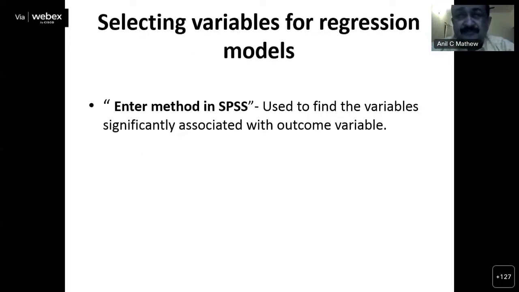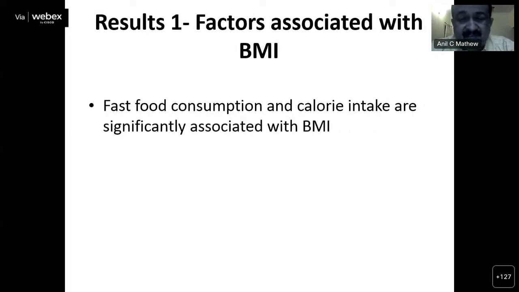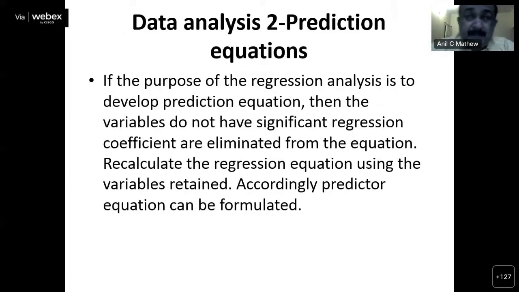As I told you, if you are only interested in identifying which variables in the regression model are statistically significant, the Enter option is the best option. The Enter method in SPSS is used to find the variables significantly associated with the outcome variable. Here, the results are that fast food consumption and calorie intake are significantly associated with the body mass index. But sometimes we may use the prediction equation also. But the data which I have given here is not good for a prediction equation, as you already know that BMI we can measure on the spot itself. So we don't need a prediction equation for BMI from the data.